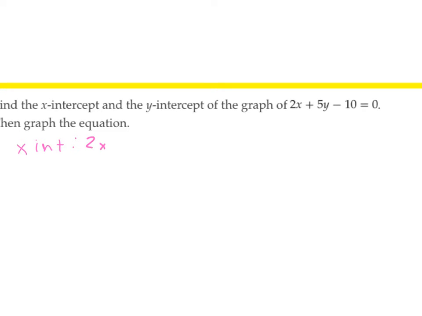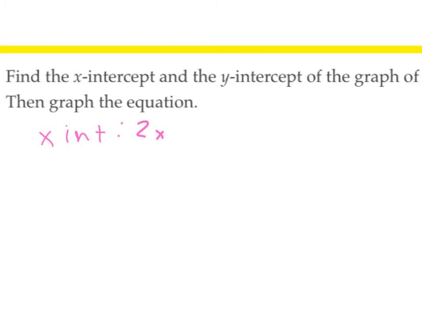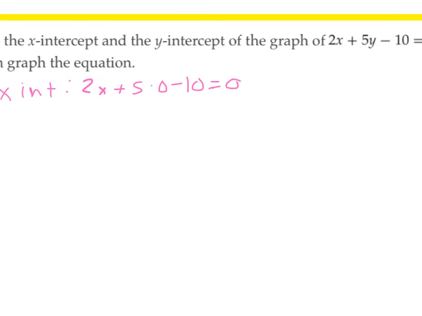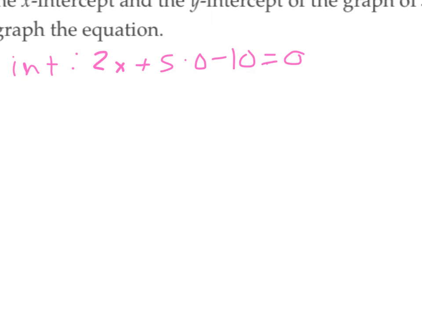You go back up. I didn't finish understanding. I'll go back. Okay. So we would plug in 0 for y. So we have plus 5 times 0 minus 10 is equal to 0. 5 times 0 is 0, so then we just have 2x minus 10 is equal to 0. How do we solve for x here?